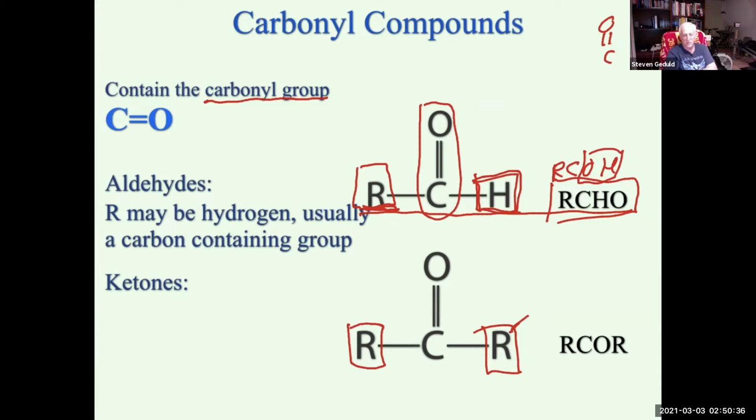So an aldehyde has a hydrogen at one end of the carbonyl carbon, and a ketone has carbon on both sides of the carbon of the carbonyl group. That's the difference between an aldehyde and a ketone. So R contains carbon.